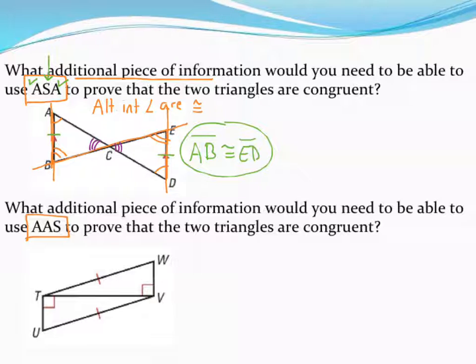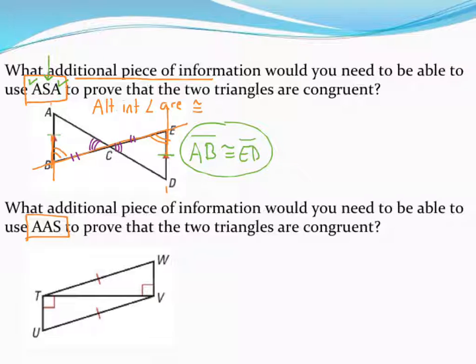if I get rid of, let's erase, maybe that angle and that angle. If those are the two angles I'm looking at, I would need to know that BC and CE are congruent to get angle, side, angle. So the point is not to confuse you, just to give you the idea that there's multiple ways you can answer these now that we have so many options available to us.